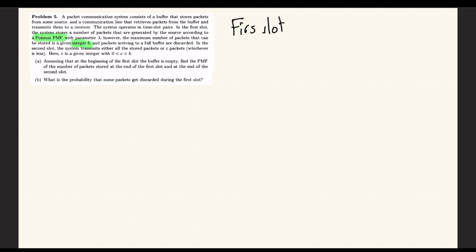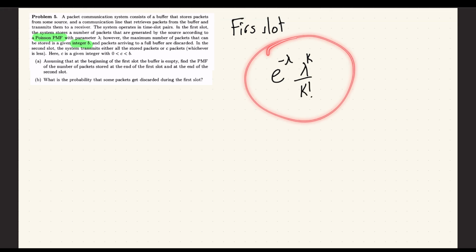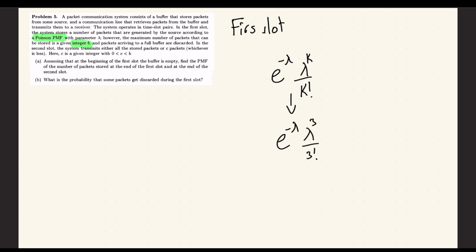Now let us remember the equation for Poisson PMF, which is e to the power of minus lambda times lambda to the power of k divided by k factorial, right? Now, if this confuses you, that's fine. It is a bit confusing. Basically, this is the probability that k packets will have been produced. So if we input 3 as our k, this will be the probability of having produced 3 packets, right?